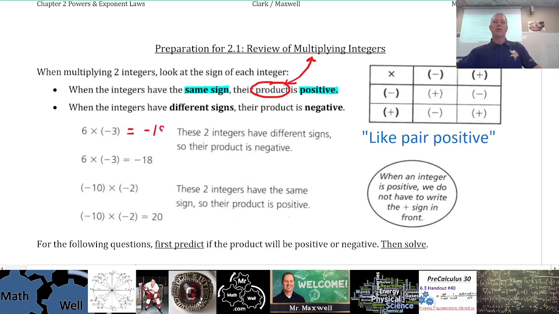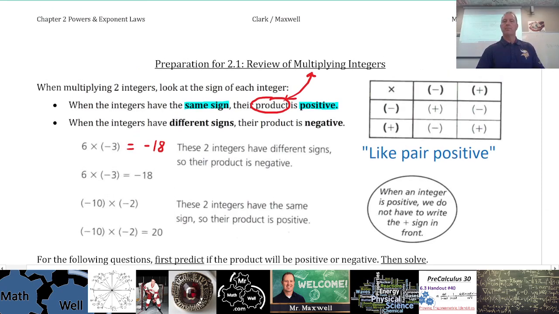And then, of course, 6 times 3 is 18. So this is going to be negative 18. Over here on the right is a little bit of a chart to help you remember. When we multiply a negative times a negative, the answer is positive. You see how the column and the row line up there? Negative times a negative is a positive. A negative times a positive is negative, and so on.